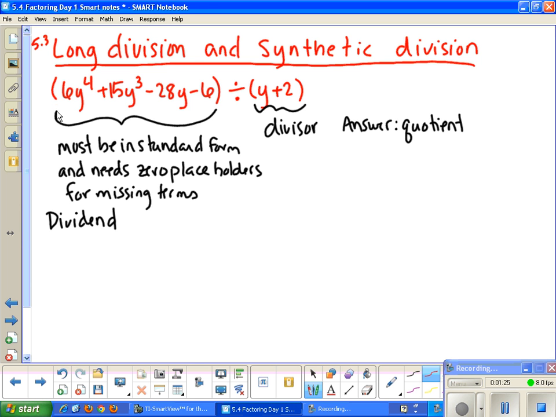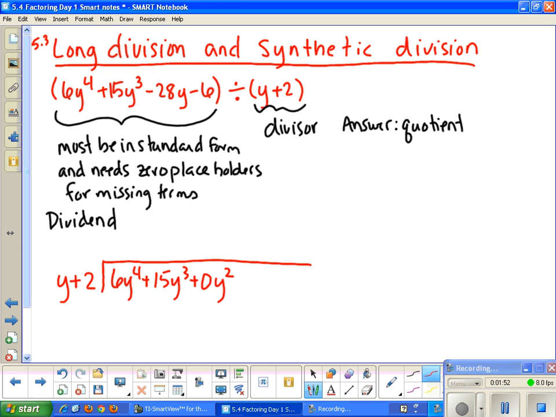So again, for the long division, we need to be in standard form, which this is, but notice that we're missing our term that is quadratic. So I need to add in a 0 placeholder for that. So I have y plus 2 over here, and then underneath I have 6y to the fourth plus 15y cubed plus 0y squared minus 28y minus 6.